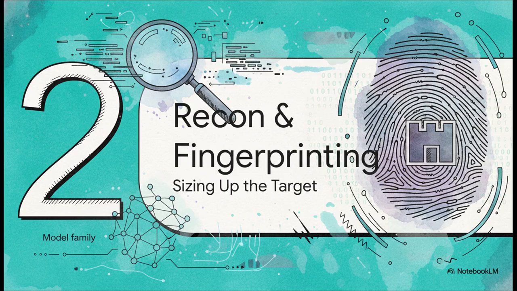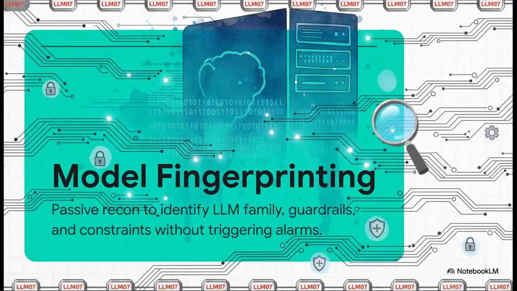Moving on to Section 2, reconnaissance and model fingerprinting, sizing up our target. Look, you simply cannot construct a reliable injection payload without knowing exactly what model family you're fighting. That's where model fingerprinting comes in. It's the passive reconnaissance process of sending specific prompts to identify the underlying LLM family, its active guardrails, and system constraints, all without triggering their alarms.